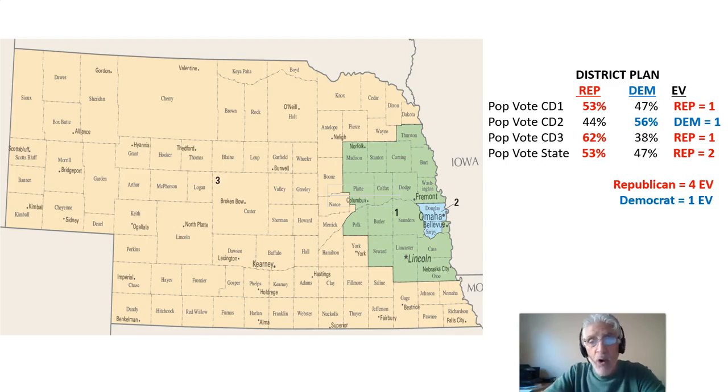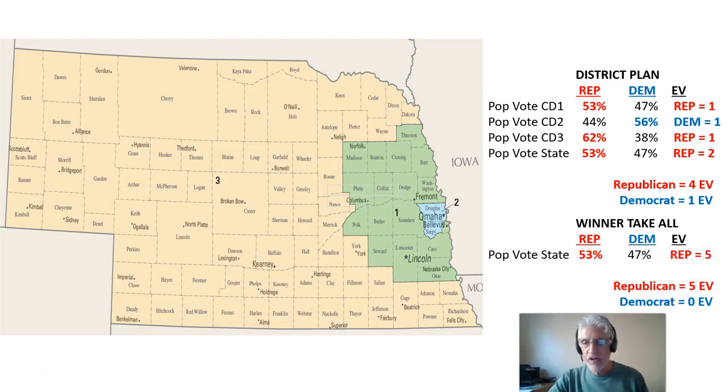Now, like I said before, most states have a winner-take-all rule. And so if Nebraska used a winner-take-all rule, how would it work out? Well, they wouldn't even be looking at the congressional districts, they would just look at the state total. And since 53% voted for the Republican and 47% voted for the Democrat, the Republican would get all 5 electoral votes and the Democrat wouldn't get any. So that's the difference between the district plan and the winner-take-all rule. And again, only 2 states use the district plan, Nebraska and Maine.